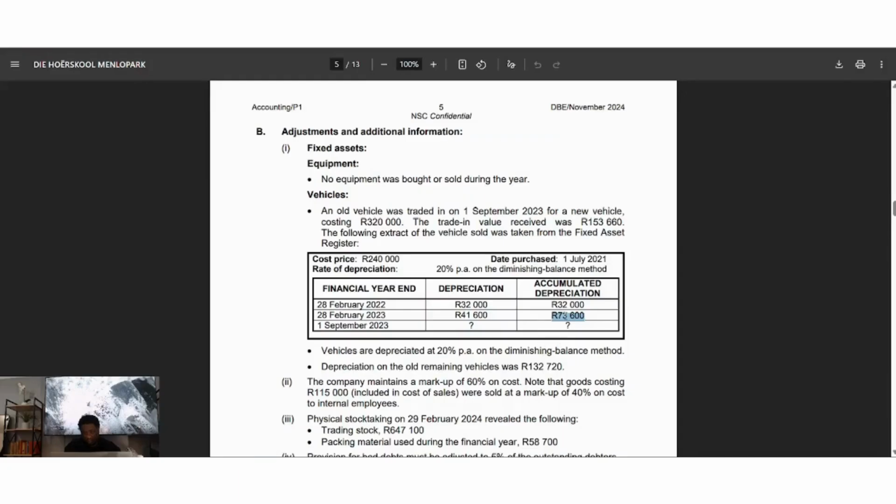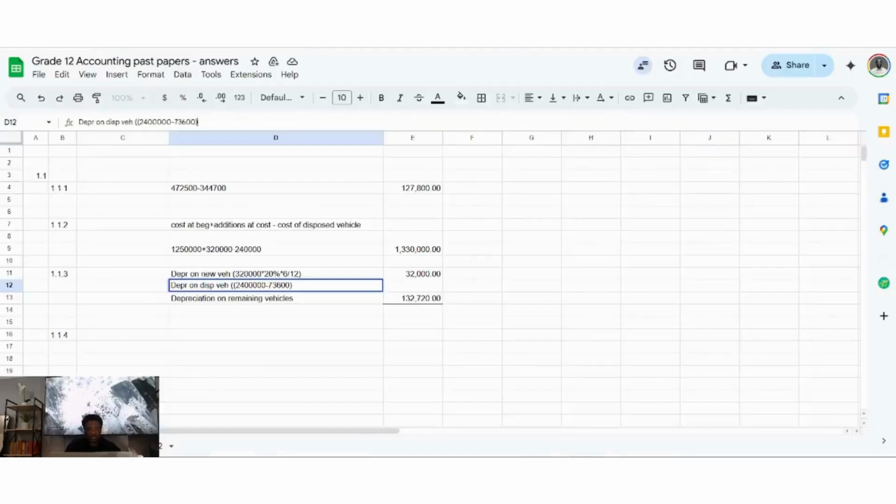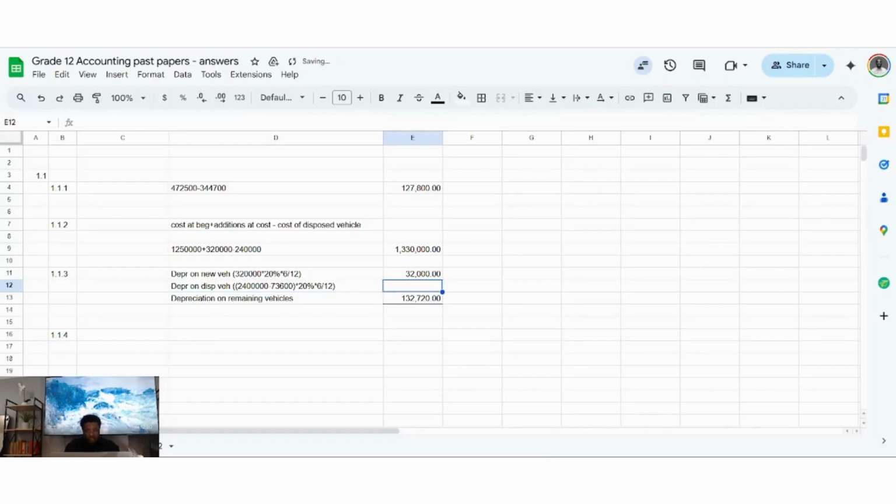Please remember that this is the accumulated depreciation at the start of the year. And then after subtracting that, we would get our carrying amount, which we would then multiply by 20%. Remember that this vehicle was only here for 6 months of the 12 months as we disposed of it after 6 months. So we're going to multiply by 6 over 12. And then that would allow us to get to a final amount for depreciation on vehicles.